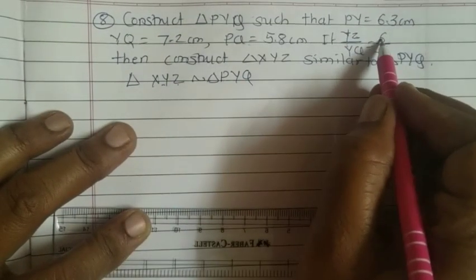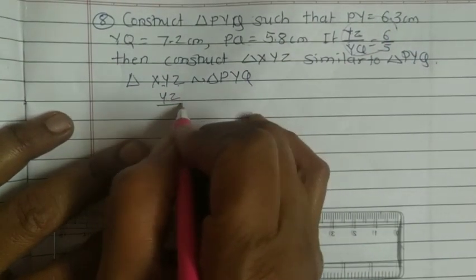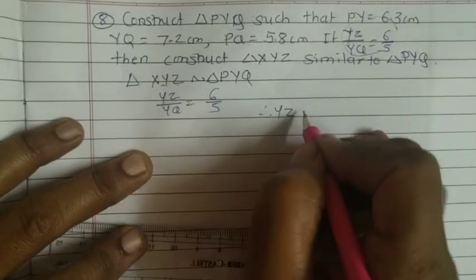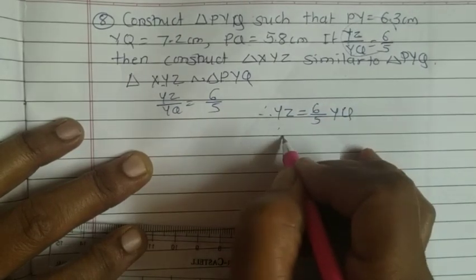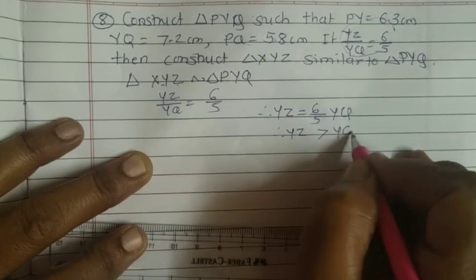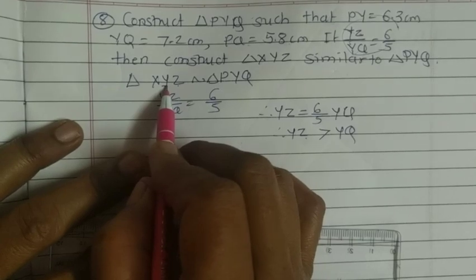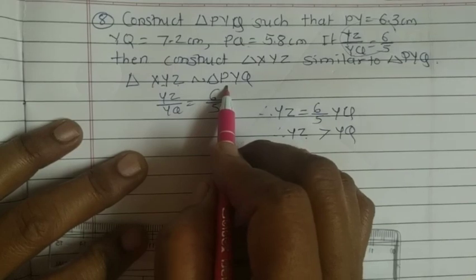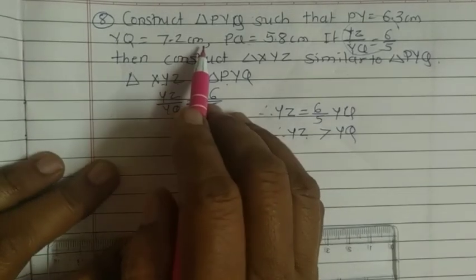The YZ side is greater as compared to YQ. Therefore we write here YZ upon YQ is equal to 6 upon 5. That's why YZ is equal to 6 upon 5 YQ, meaning YZ is greater than YQ, and YZ is the side of XYZ. That's why triangle XYZ is greater as compared to triangle PYQ. And here we obtain triangle PYQ first.